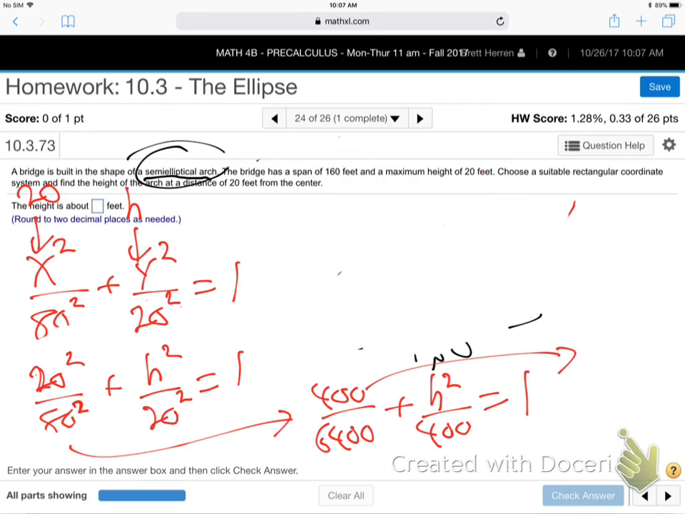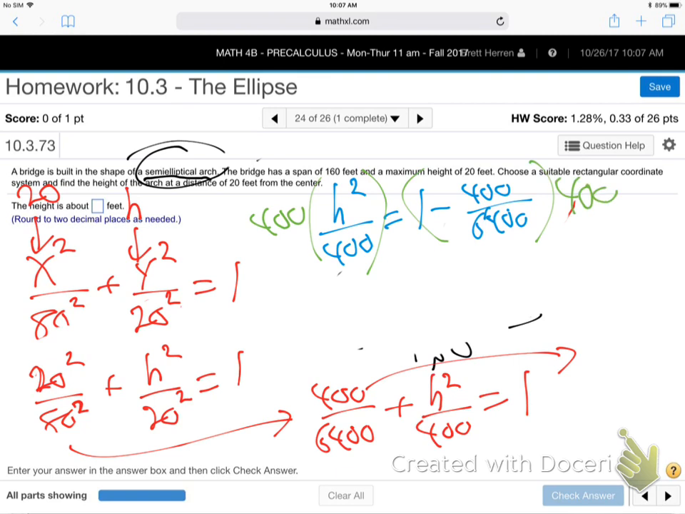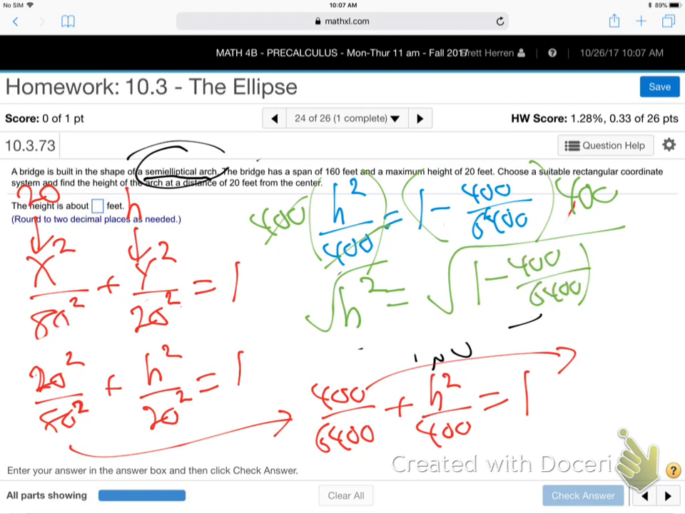And we'll see what we get. So h squared over 400 is 1 minus 400 over 6,400, like that. And then the final step to solve for h squared is multiply both sides by 400. Like that, right? And so that's h squared. Oh, so then you've got to root that, don't you? So it's the square root of 1 minus 400 over 6,400, times 400, the square root of the whole thing. Everybody see that? So just type that into your calculator. Everybody see what we did there? Was that too quick? That will give you the height.